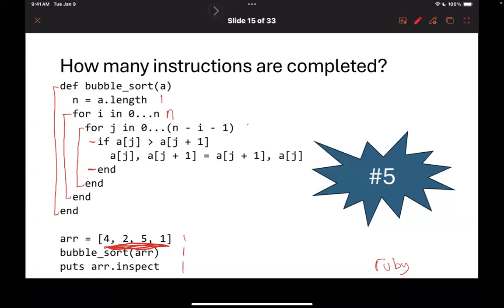The inner loop happens 2 times. Oh, the inner one, 5 might be 10 times. Yeah, so we're looking at this loop, and so we've got 0 to n minus i minus 1. Where does i range?